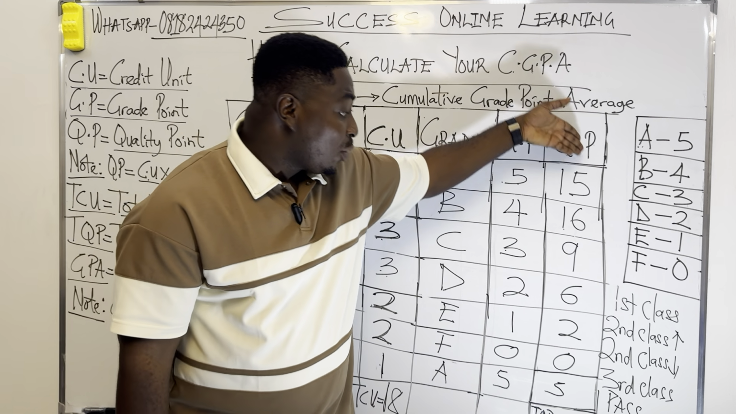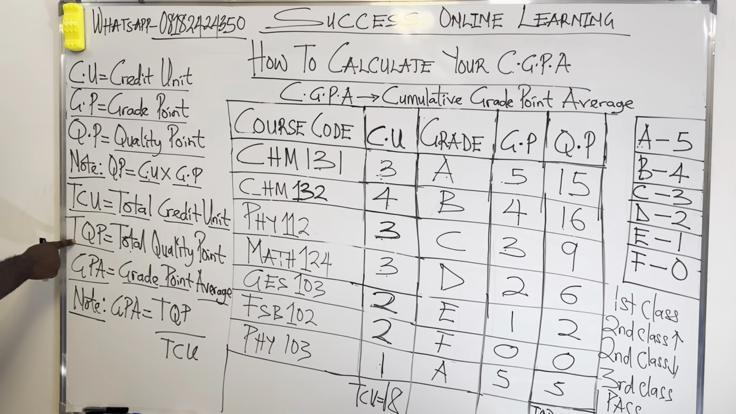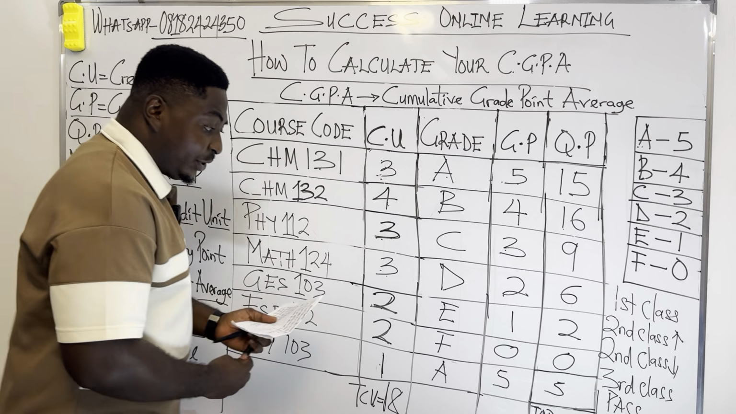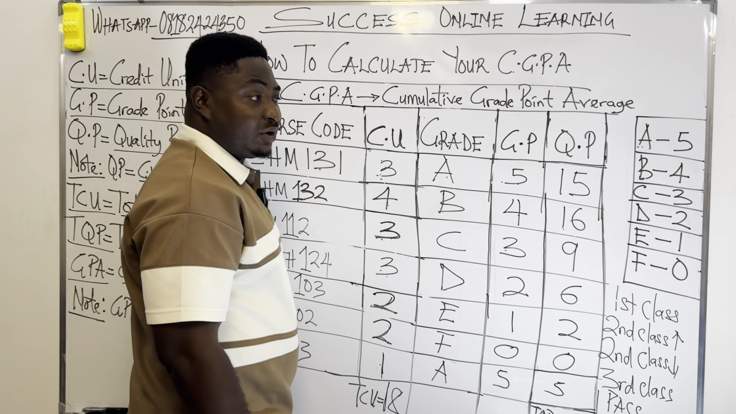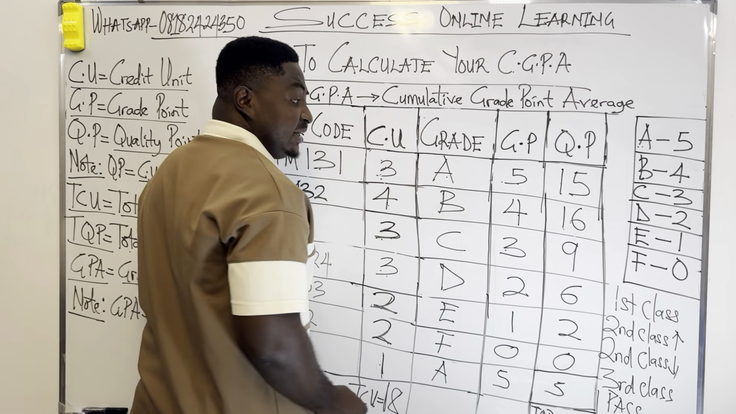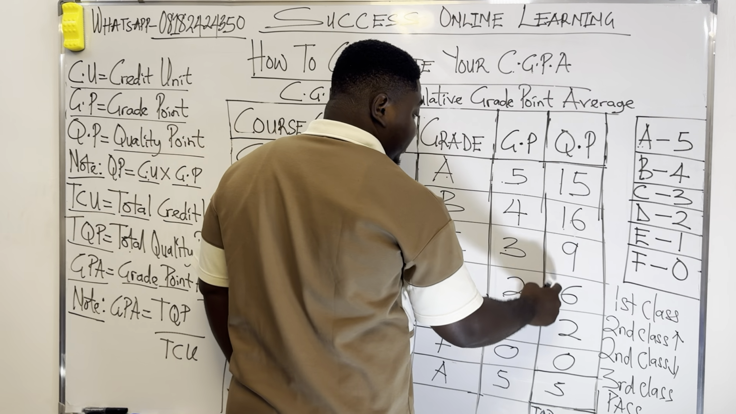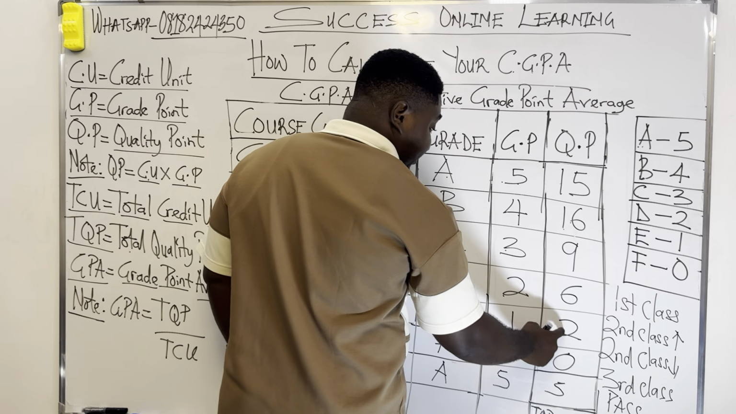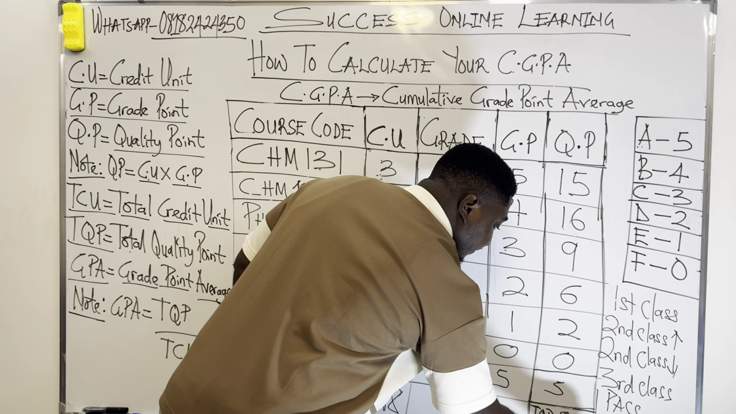Now it's time to get the total quality point, TQP. Remember when I said I'll come back to it? TQP, total quality point. What's total quality point? Total quality points are attained by adding up all the quality points for each of the courses. So we're going to say 15 plus 16 is 31. 31 plus 9 is 40. 40 plus 6 is 46. 46 plus 2 is 48. 48 plus 5 is 53.